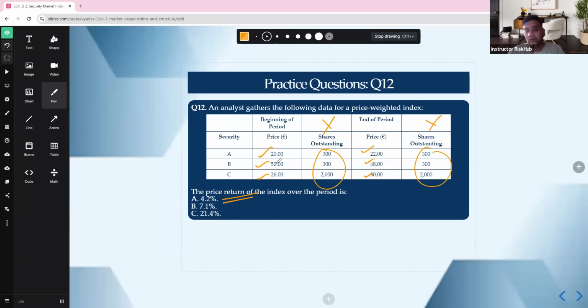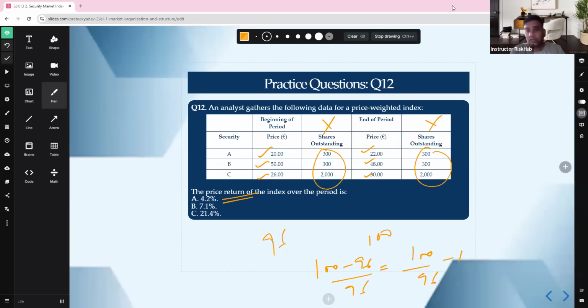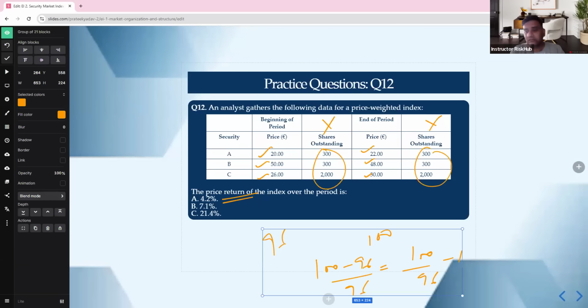Ignore that, right? 20, 50, 26. So this is the beginning value, this is the ending value, 48 and 100. So it is ending minus beginning divided by beginning. That's straightforward, right? 100 by 96 minus 1. Very straightforward, very simple.